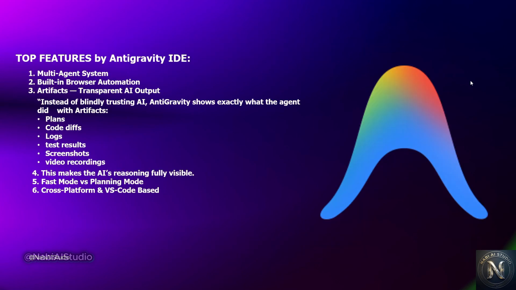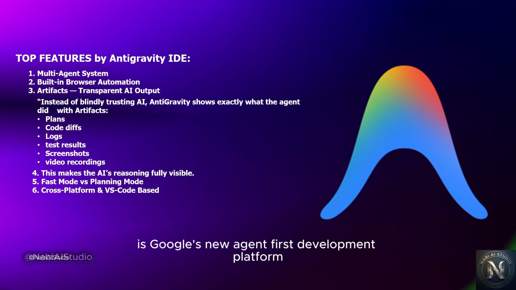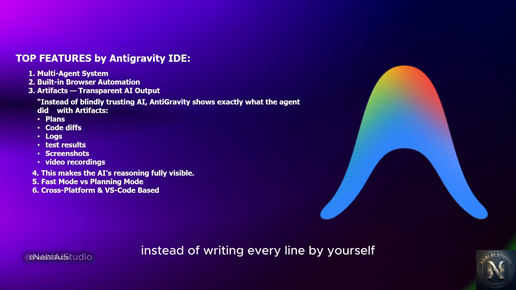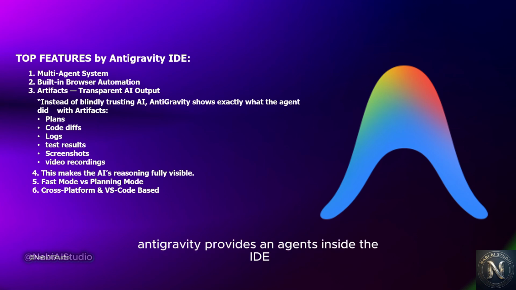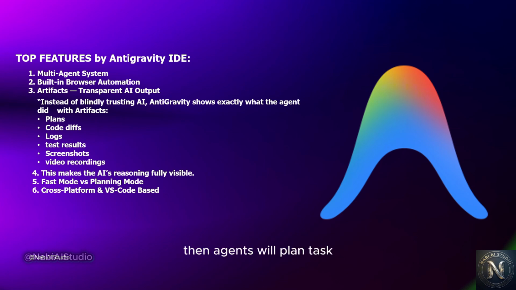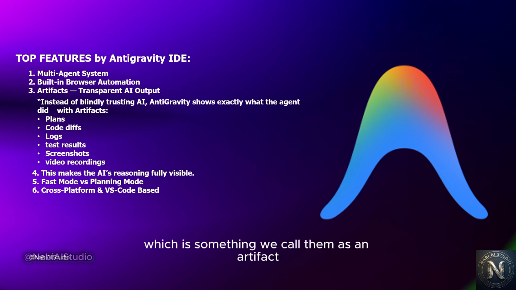Anti-Gravity IDE is Google's new agent-first development platform, built to work hand in hand with Google's latest AI models like Gemini 3. It is designed not just to assist developers, but to actually perform coding tasks autonomously. Instead of writing every line yourself, Anti-Gravity provides AI agents inside the IDE. You can give them instructions, then the agents will plan tasks, write code, test it, debug it, and finally return the results, which we call an artifact.